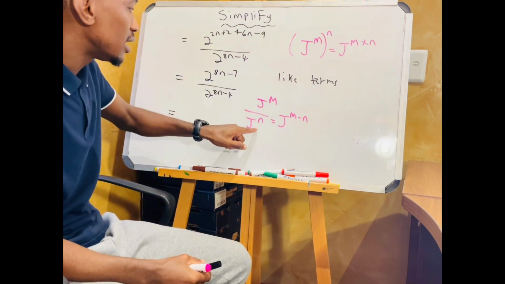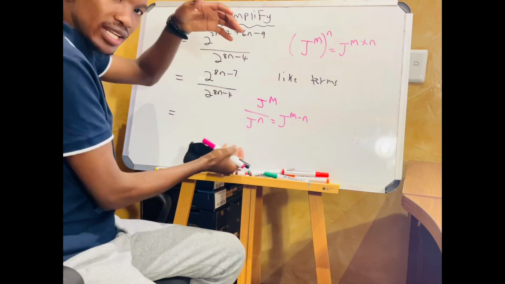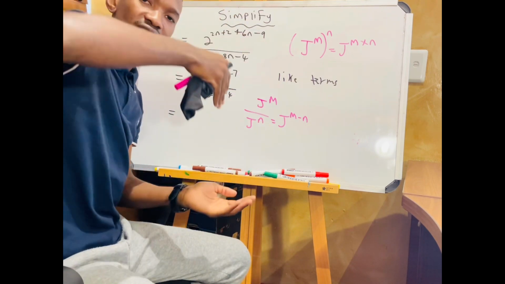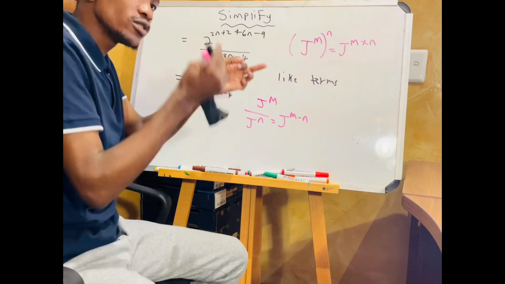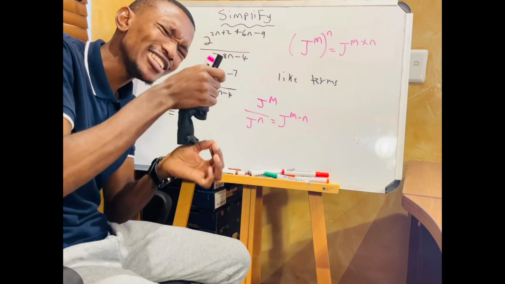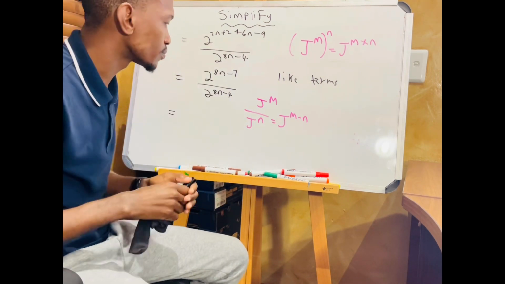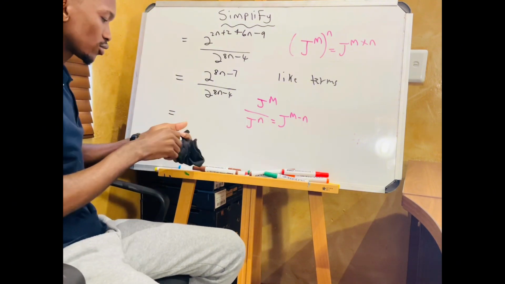The exponent that is below the division line, when it goes above, it becomes negative. If it was negative, when it goes above, it becomes positive. So it only changes the sign. All right, let me apply this law so that you can see.